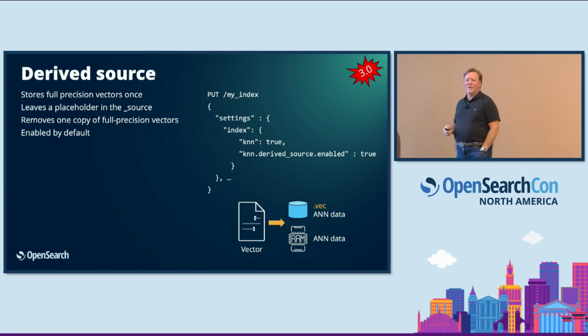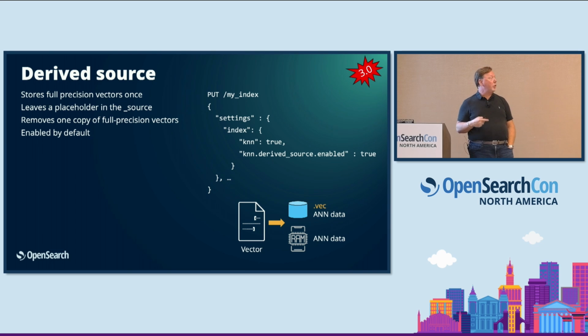First thing I want to talk about is derived source. So derived source is a feature that was released in 3.0.